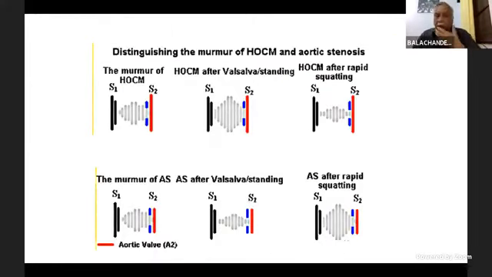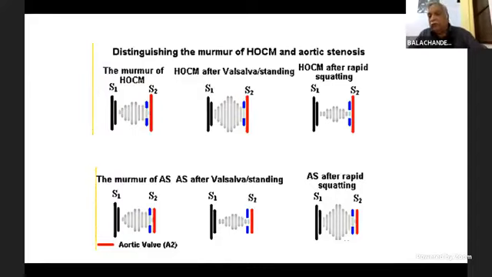So what happens to the murmur? We'll again repeat why it happens, because the circulatory change with Valsalva maneuver is something which the PGs should know and will be asked in the examination. Obviously, the murmur of HOCM will increase after Valsalva, even after standing, and will decrease after squatting. The murmur of aortic stenosis, on the other hand, fixed aortic stenosis, will decrease after Valsalva or standing, but after rapid squatting, the murmur increases.